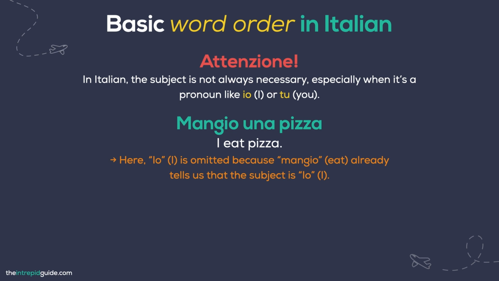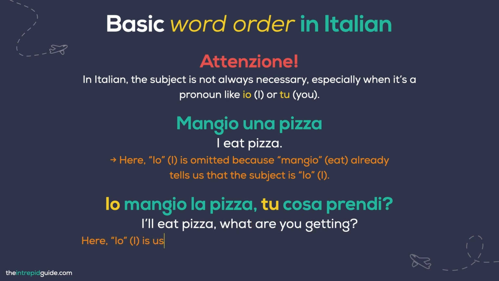Io, I. Io mangio la pizza. Tu cosa prendi? I'll eat pizza. What are you getting? Here, io is used to emphasize the subject performing the action.